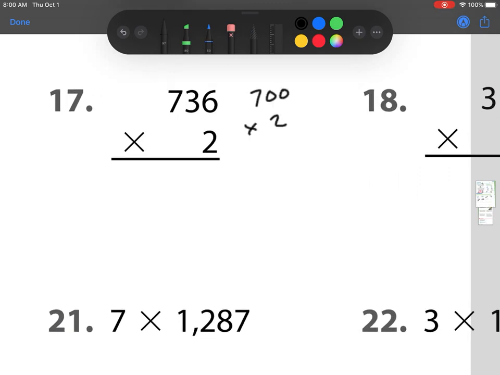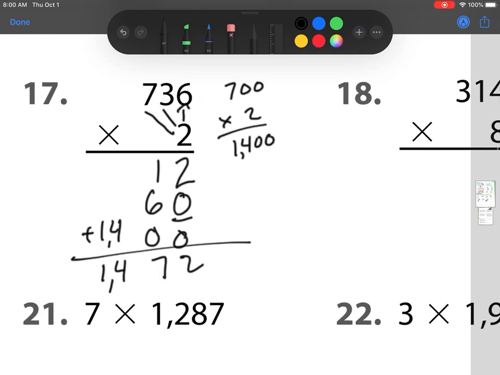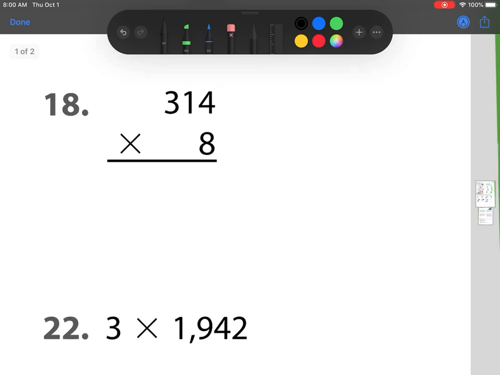This is close to 700 times 2, which is 1,400. 2 times 6 is 12, so I'm using partial products. Now I'm in my tens place value, so I add a 0. 2 times 3 is 6. I'm in my hundreds place value lastly, so I put 2 zeros down. 2 times 7 is 14. So 14,072, which is close to my estimate.